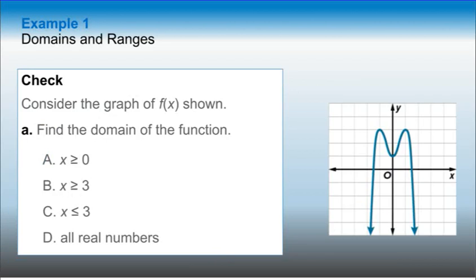So moving on to the next one. Consider the graph of f of x shown. Find the domain of the function. So here the domain, again, the domain is always our x values going in both directions. I can put any x value in there and it will land on the blue line. So the answer for this one would be all real numbers.